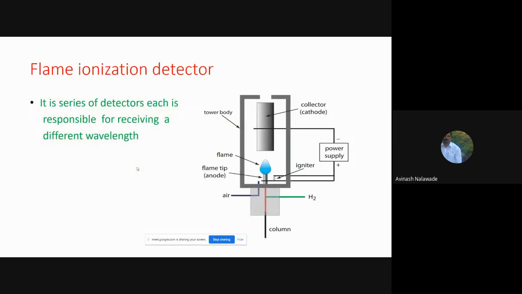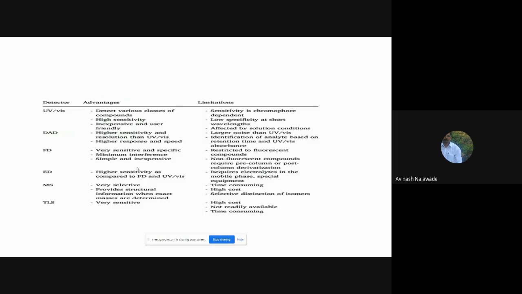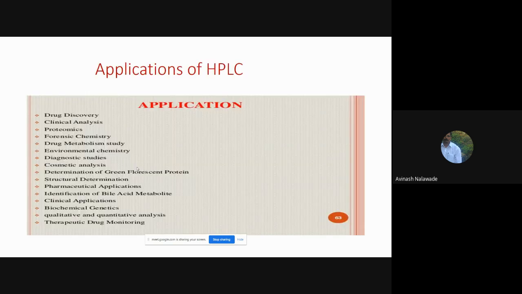Then the FID, that is the flame ionization detector. Okay, तुम्हाला flame ionization detector GC मध्ये वगैरे माहित असेल, तुम्ही स्टडी केला असेल. Okay, and these are the various detectors. Each and every detector has some advantages and some limitations. So these are the various detectors, which have certain advantages and certain limitations.